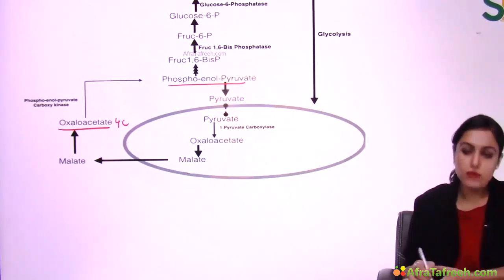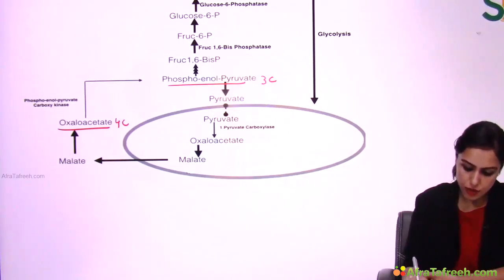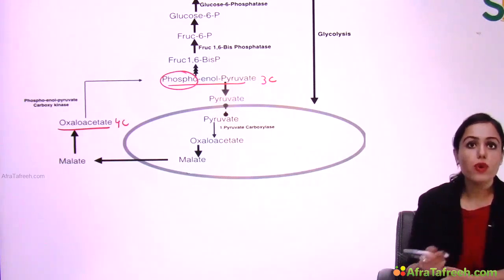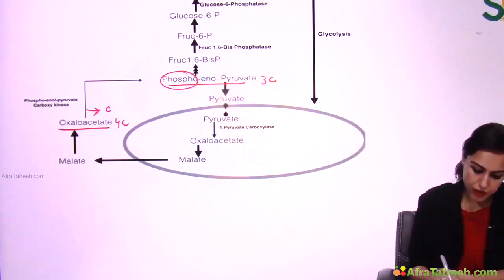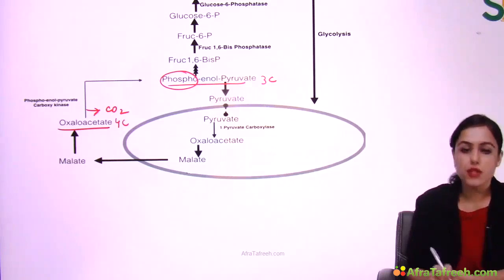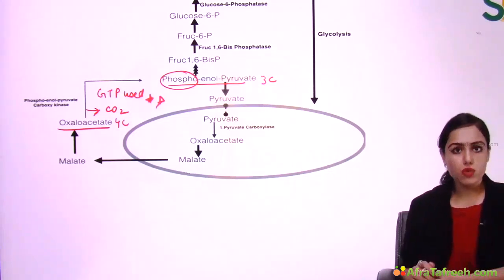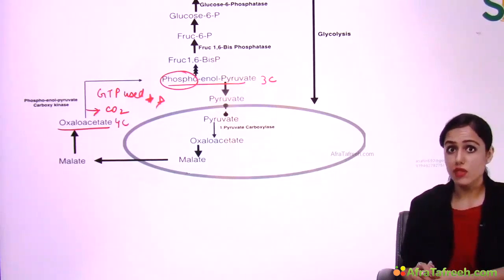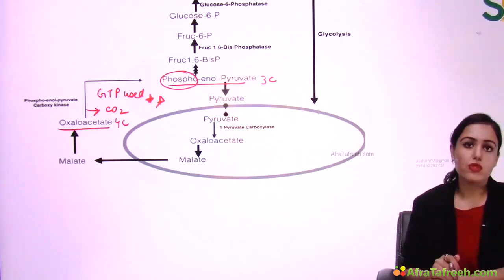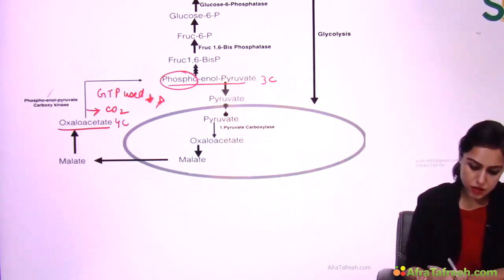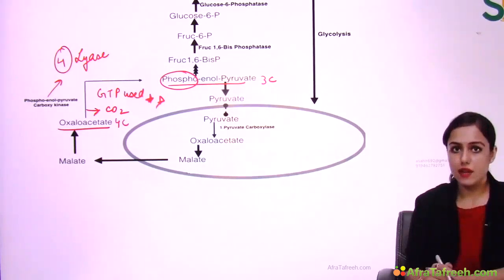Oxaloacetate is 4 carbon, phosphoenol pyruvate is 3 carbon with a phosphate. So from 4 to 3 carbon, we have to remove carbon dioxide and we have to add a phosphate. For adding that phosphate, GTP is used. Earlier also I told you that thiokinase of TCA produces GTP in liver and kidney for gluconeogenesis during starvation, right? So this step of gluconeogenesis, PEPCK enzyme, requires GTP, right? And the EC number of PEPCK enzyme is 4, that is, it belongs to the lyase category.